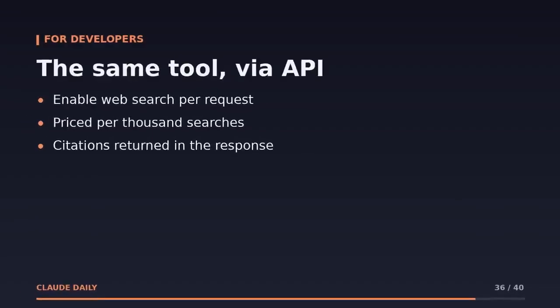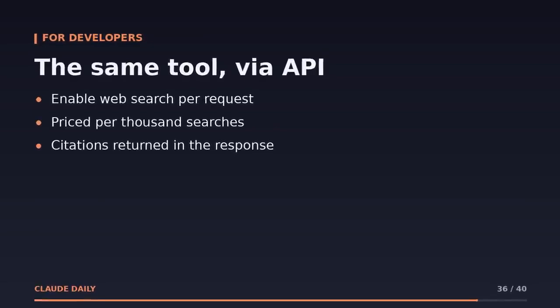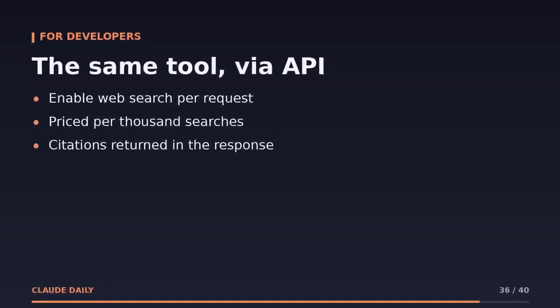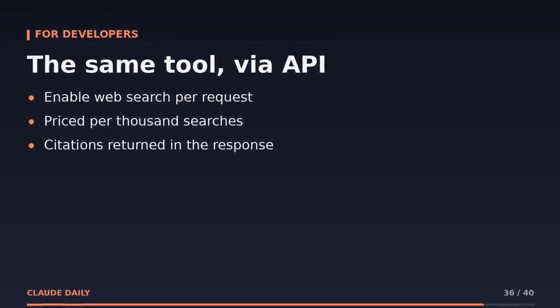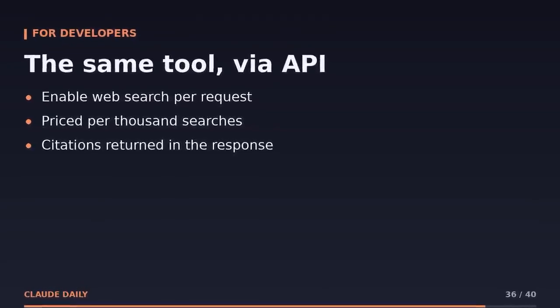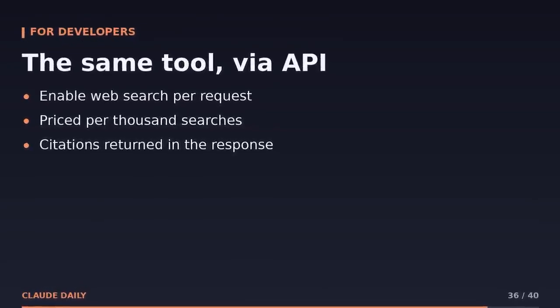A quick note for developers. The same capability exists in the API as a web search tool you enable per request. Billing is per 1,000 searches rather than by token. Your code gets the same citations the chat interface shows.